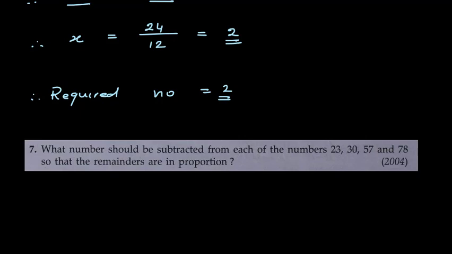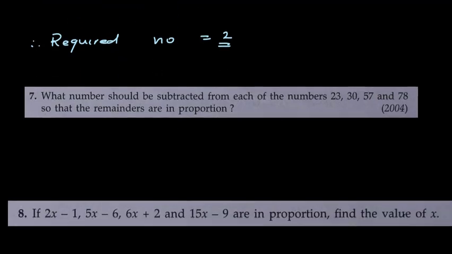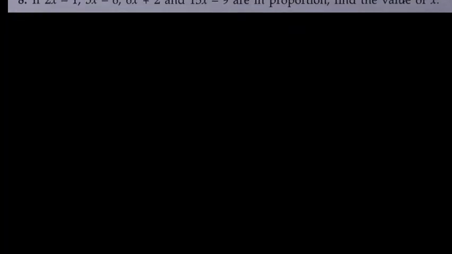Now here the next question is, what number should be subtracted from each of the numbers 23, 30, 57 and 78 so that the remaining are in proportion. Now as in the sixth problem you did, there we had to add a number, here we have to subtract a number. So again I will say let x be the number to be subtracted. Then 23 minus x, 30 minus x, 57 minus x and 78 minus x will be in proportion. So this problem you can solve by yourself. Let us move to 8th problem.